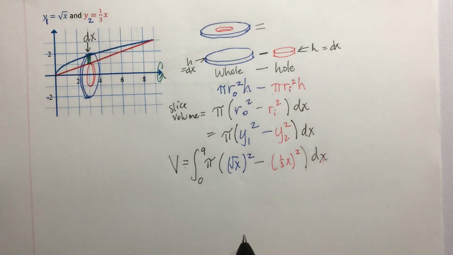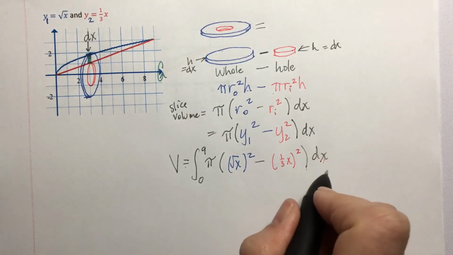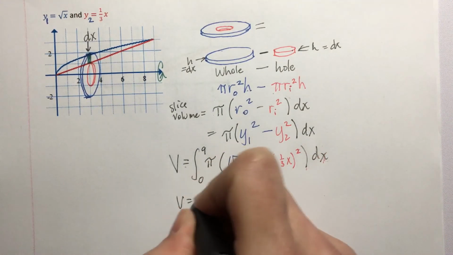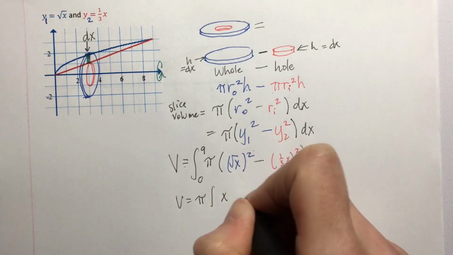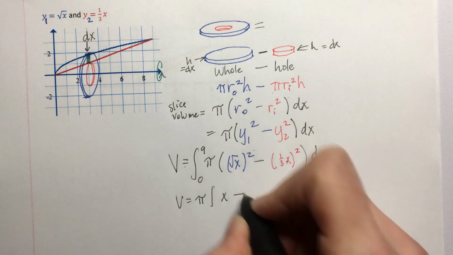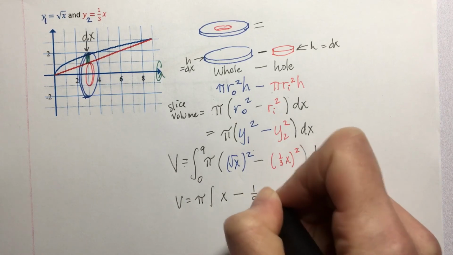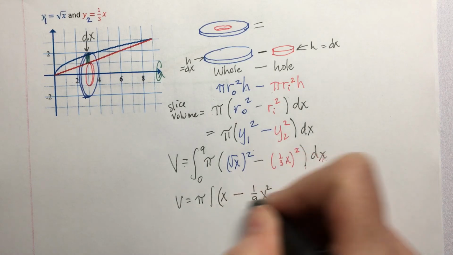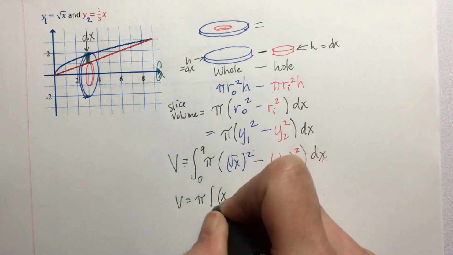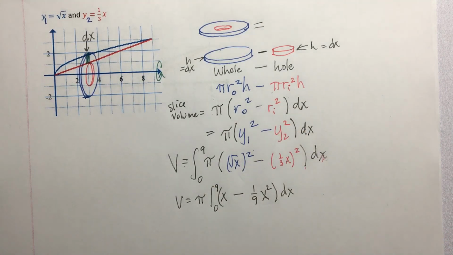Okay. So before I integrate, first I'm going to clean this guy up. So I have V equals, I'll put my pi to the front. I can square root x, so I have just an x, minus 1/9 x squared. Be careful when you're squaring that 1/3 x. dx, include the bounds. So we're all set up.